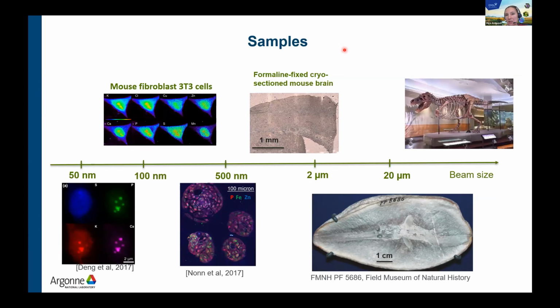So our samples vary from size to size. We work from single cells and even organelles within the cells. And here, we will be increasing the field of view and resolution, so we can go to organoids, which are like miniature 3-dimensional organs.